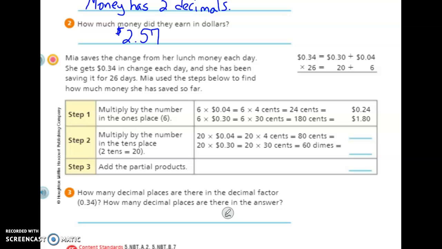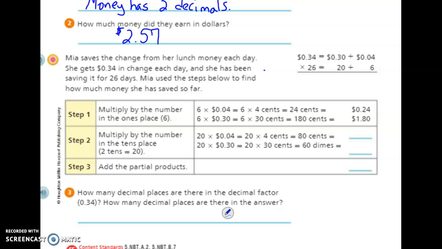All right, so take a look at what they did up here first of all. This is where they're going to get the information for down there. So first of all, they rewrote the 34 cents as 30 plus 4 cents. And then they rewrote the 26 as 20 plus 6. So it's a little bit like doing the box method, kind of, and a little bit like the traditional way. So you know that when you're multiplying the traditional way, first you would multiply the 6 times the 4, and then you do the 6 times the 3. So that's really what they're doing, only they've written it out over here.